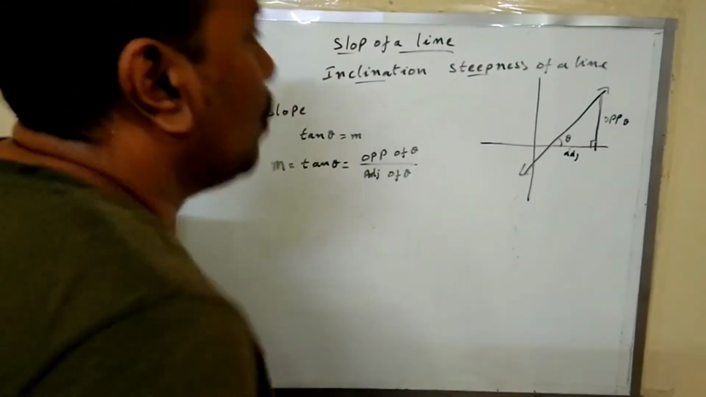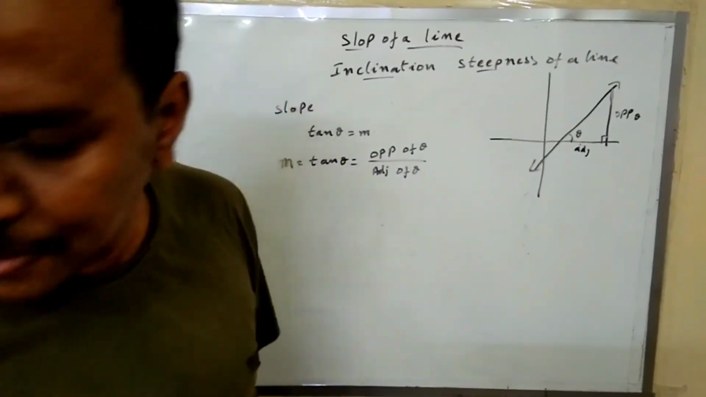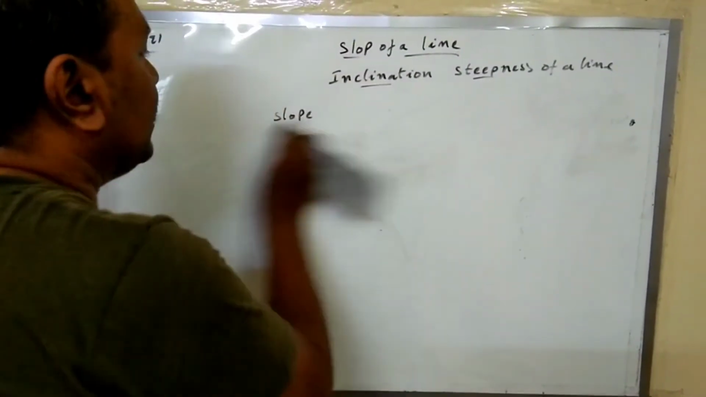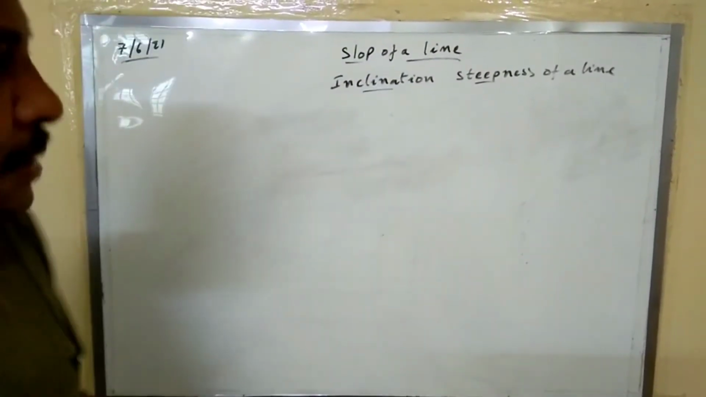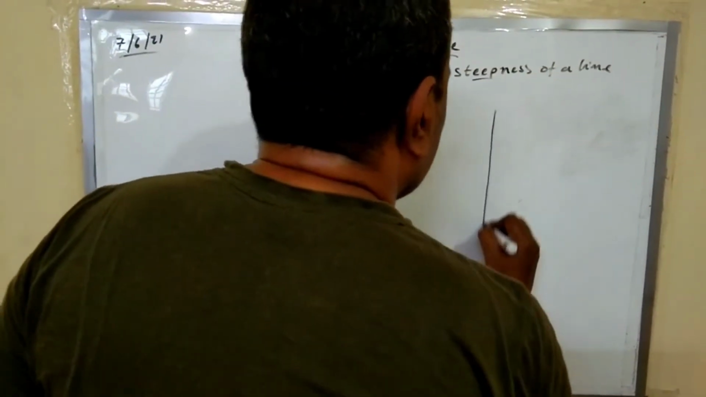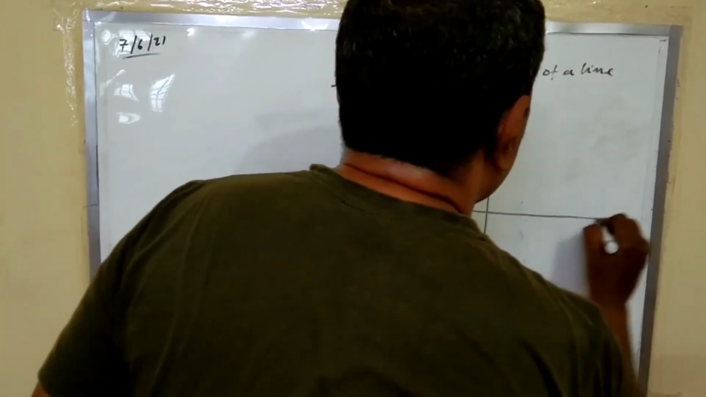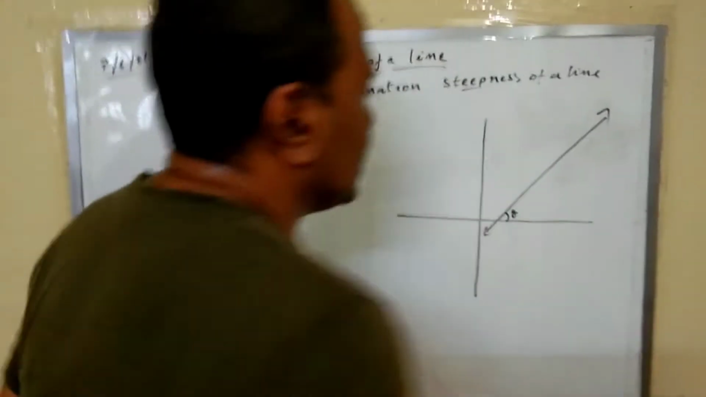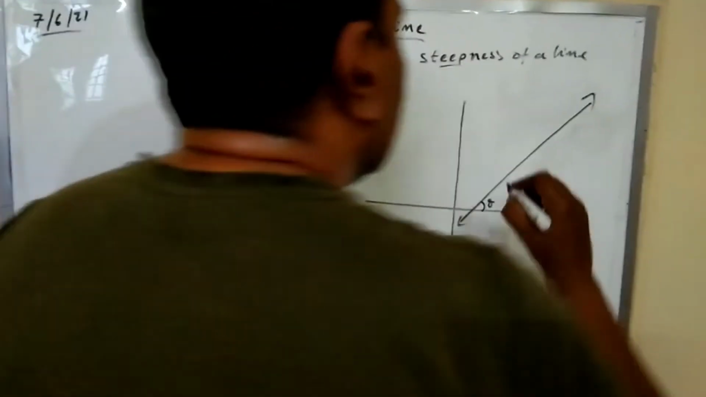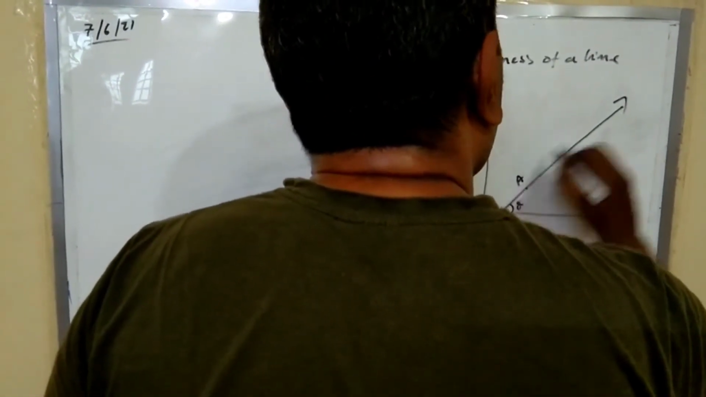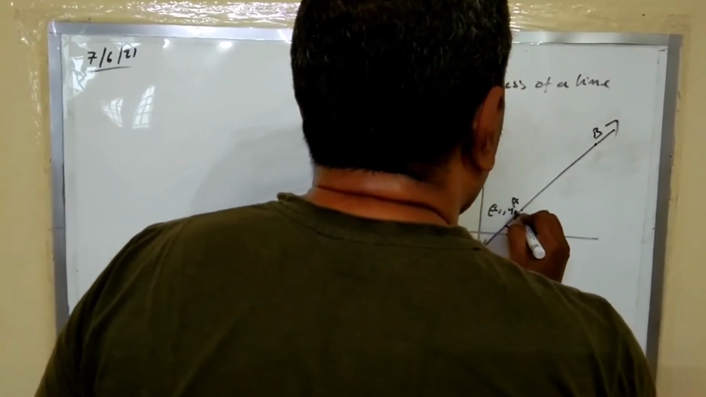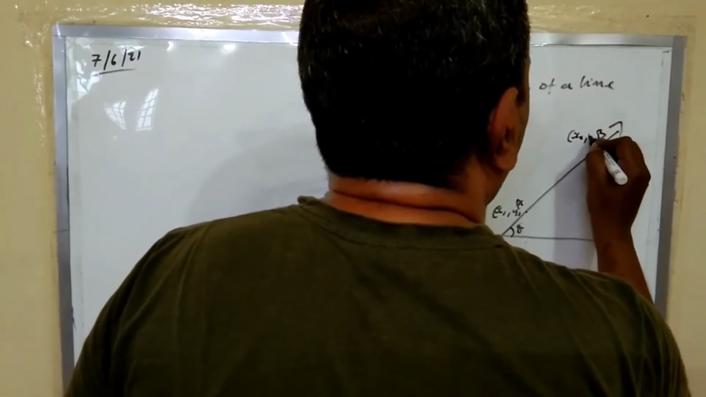Okay. Now, how to find the slope of a certain line? That we'll discuss. Suppose I take a line. Suppose this is a coordinate axis, this is the y-axis and x-axis. I am taking a line, making an angle of theta on the x-axis in the anti-clockwise direction. You take any two points. This is point A and this is point B. The coordinates of A are x1, y1 and the coordinates of B are x2, y2.